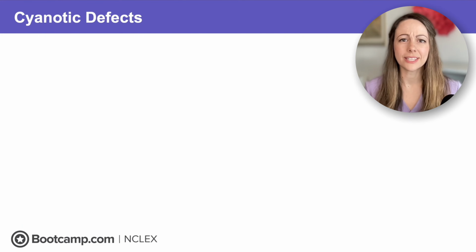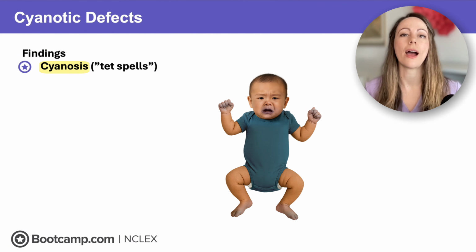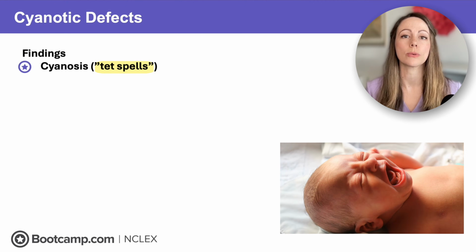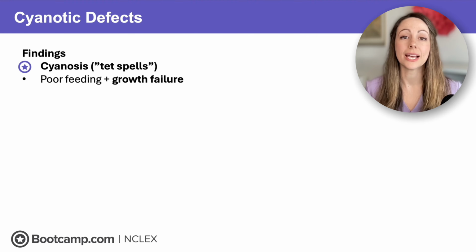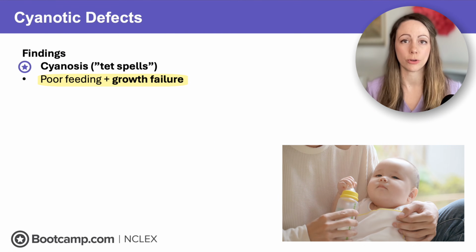So what do these babies look like? Well, remember, they are cyanotic, and sometimes they have cyanotic spells or hypercyanotic spells called TET spells. This is when they are exerting themselves, like with crying or eating, and that can cause increased oxygen demand and cause them to become blue. Because feeding requires so much energy and oxygen demand, it causes them to be poor feeders, and therefore they even lose weight and have growth failure.